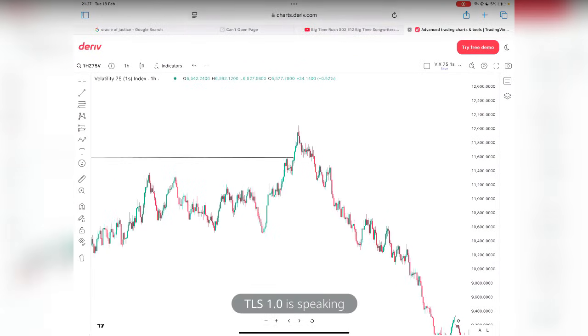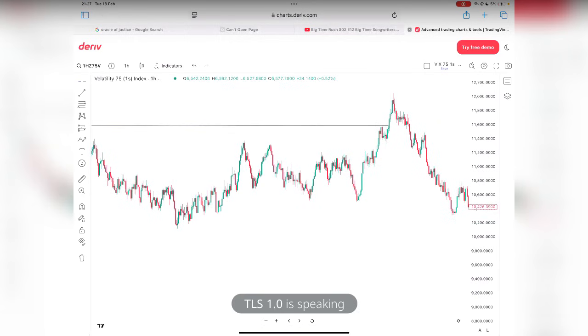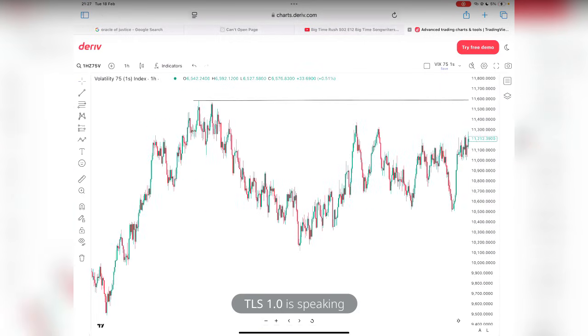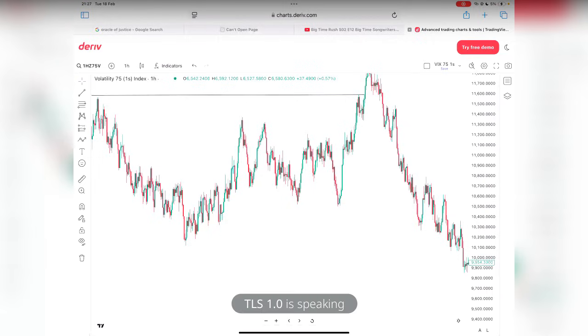All right, good and fine. We have gotten what we wanted. Now you can see that we came to the lower time frame, and we could now see these other break of structures clearly. Okay, we can now see the other one.